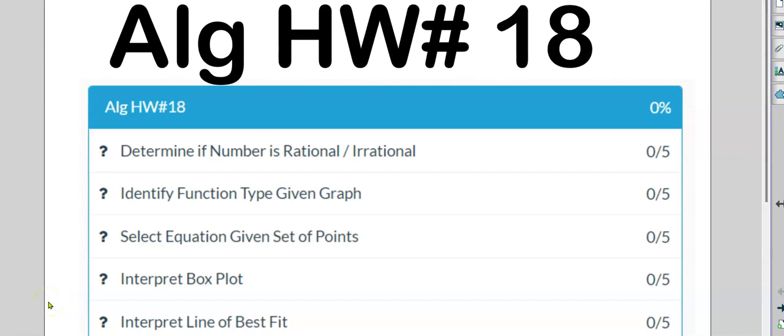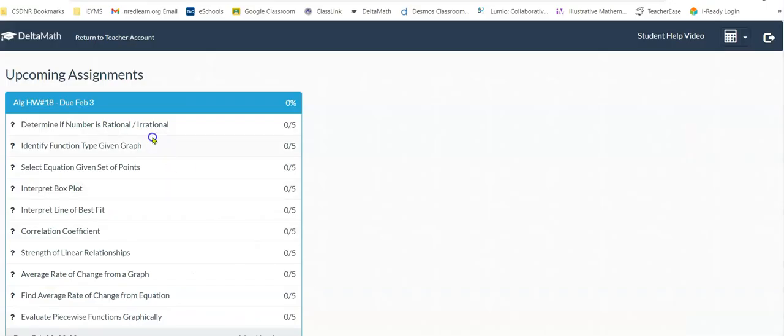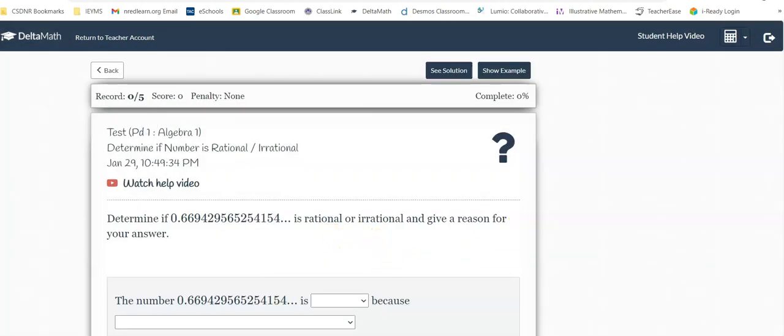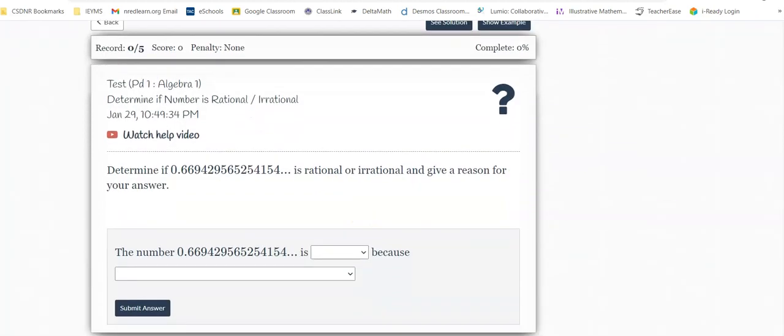Let's take a look at the questions on homework number 18. For the first topic, we're going to talk about whether a number is rational or irrational.